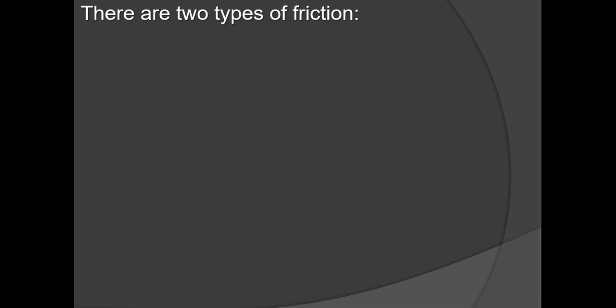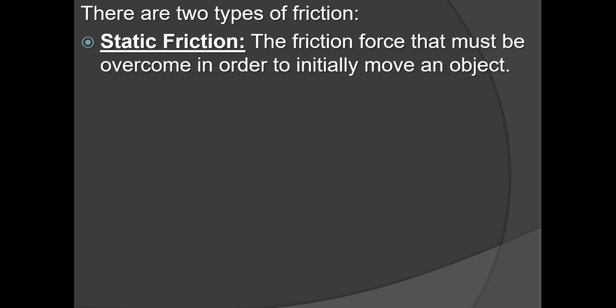Now there are two types of friction. There is static friction. Static means that it's standing still, so it's not moving. It's the friction force that must be overcome in order to initially move an object. For example, think of the time when you had to push something. Let's say maybe you're helping push a car or a large object or something like a piece of furniture. It's harder to start to push the object at first, and then it gets easier once it's in motion. So the initial friction you had to overcome, that's the static friction.